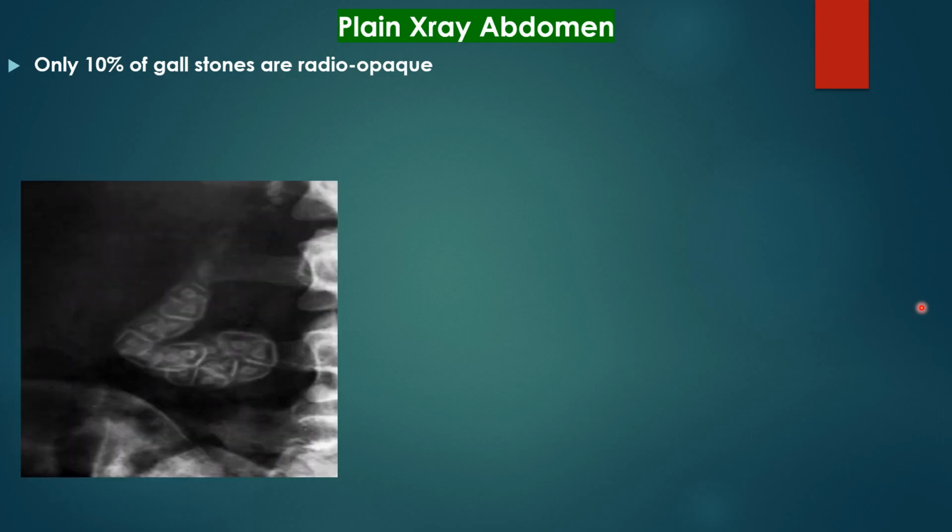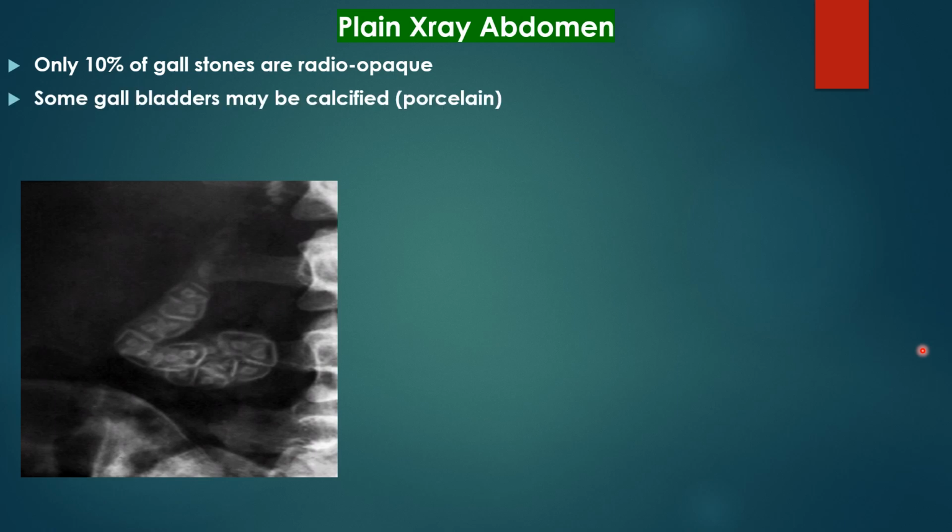What is the use of plain X-ray in bile duct and gallbladder disease? First, only 10% of gallstones are radio-opaque. This is an important fact that must be understood. And this is a plain X-ray of the abdomen showing a gallbladder filled with radio-opaque stones.